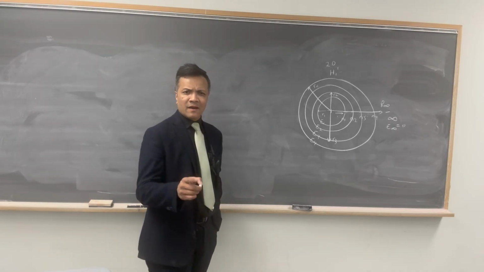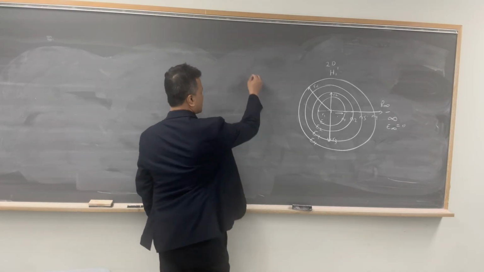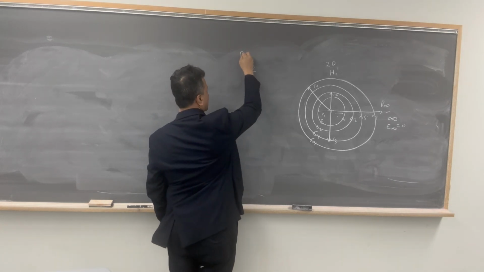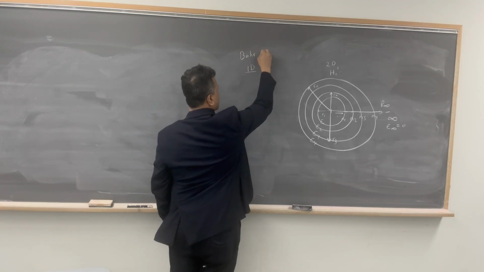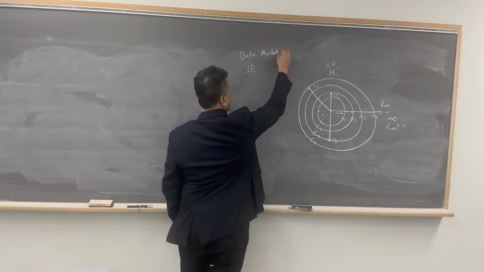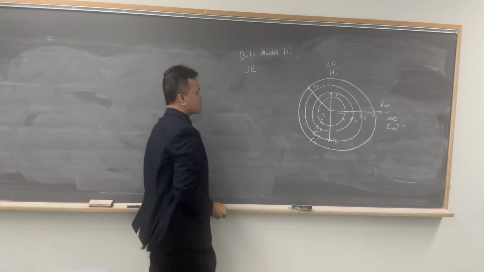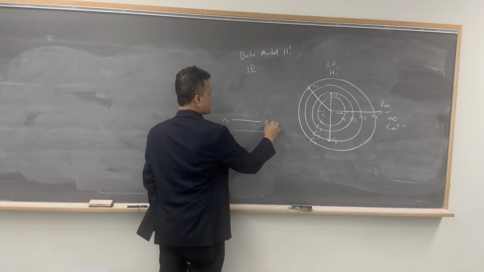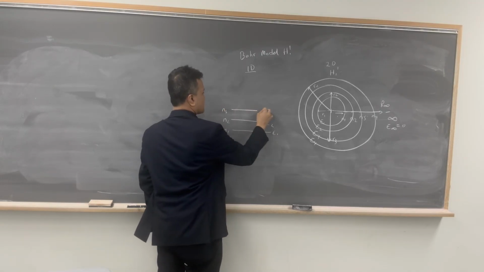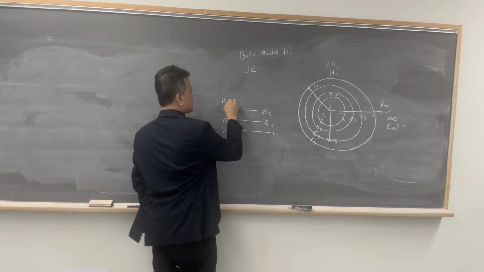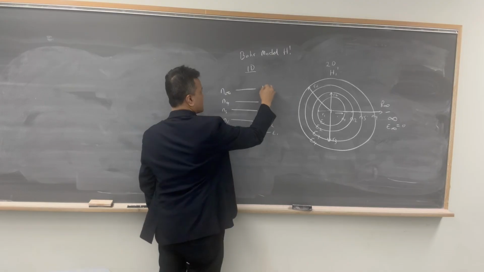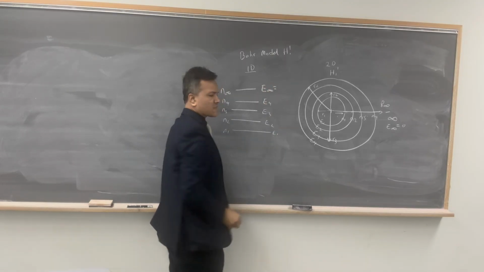Now let's convert this one to 1D. If we convert the Bohr model for hydrogen, then what do you see? You see n1, E1, you see n2, E2, you see n3, E3, you see n4, E4, you see n infinity, E infinity. Of course, I did not draw it to scale.